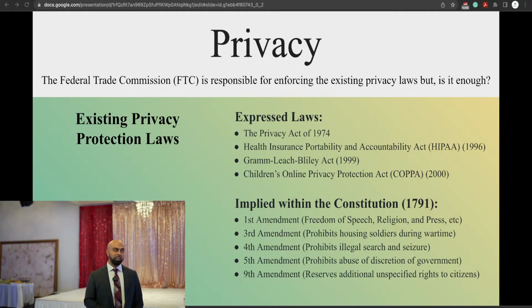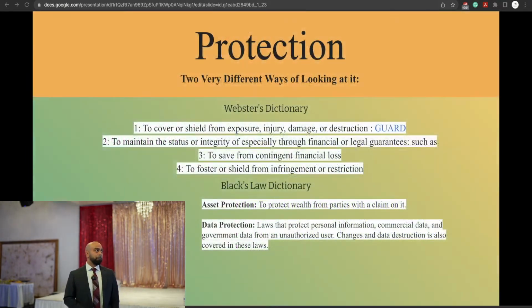But what we need to realize is that privacy is something that we rely so easily on the world to protect us, but we need to understand how important it is. So privacy is only just a part of what we're looking to do today. We're going to go ahead and move on to protection. Now, the way that we define protection is to cover, shield from exposure, injury, damage, or destruction. Those are things that we know, right?